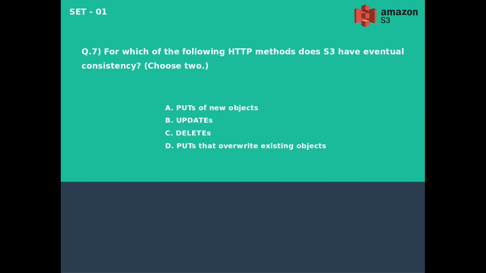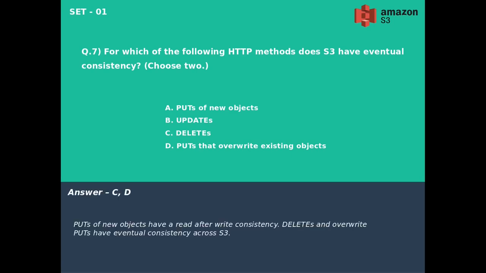Question 7. For which of the following HTTP methods does S3 have eventual consistency? Choose 2. A: puts of new objects. B: updates. C: deletes. D: puts that overwrite existing objects. Answer is C and D.